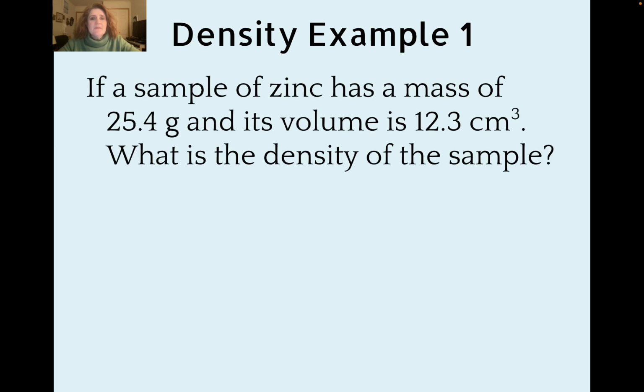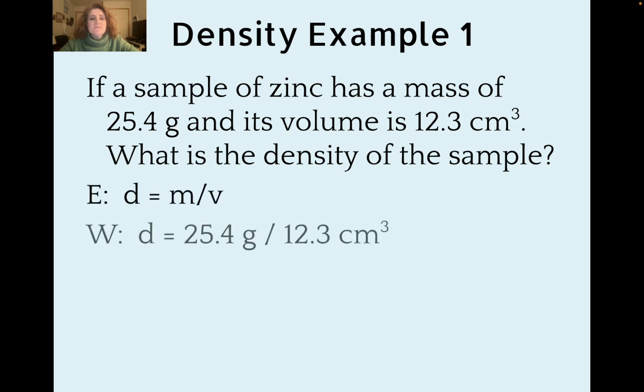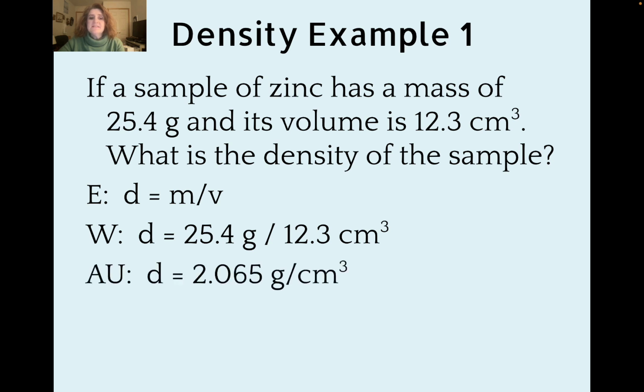Example 1, if the sample of zinc has a mass of 25.4 grams and its volume is 12.3 centimeters cubed, what is the density of the sample? The density is mass divided by volume. Mass given is 25.4 divided by the volume of 12.3 gives us a density of 2.065 grams per centimeter cubed. Remember, we will be rounding to 3 decimal places in this class.